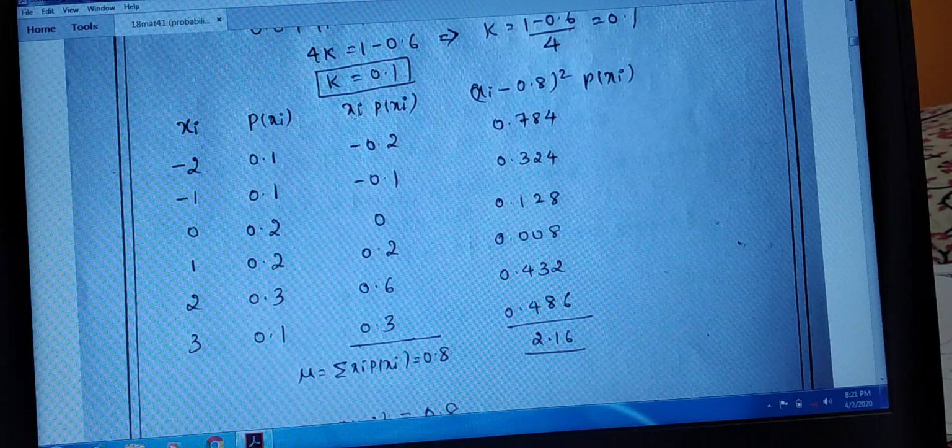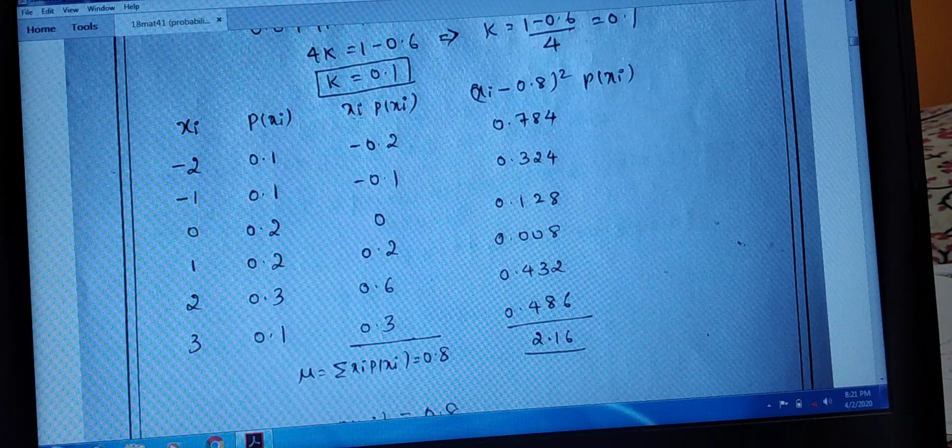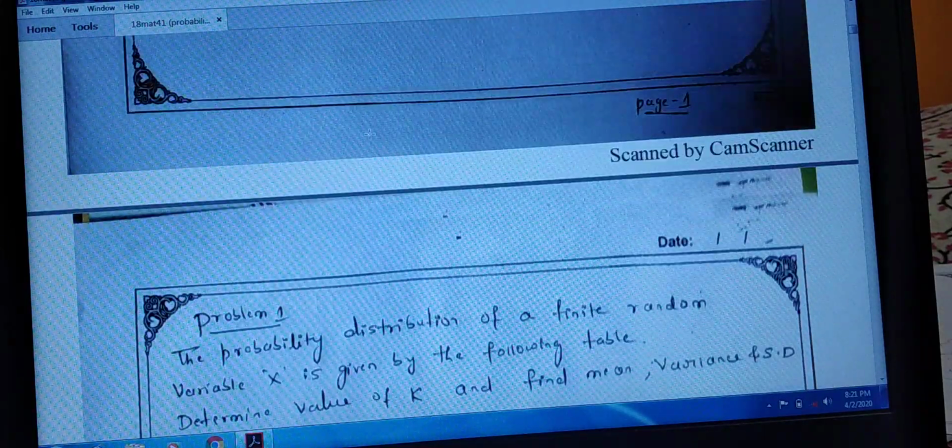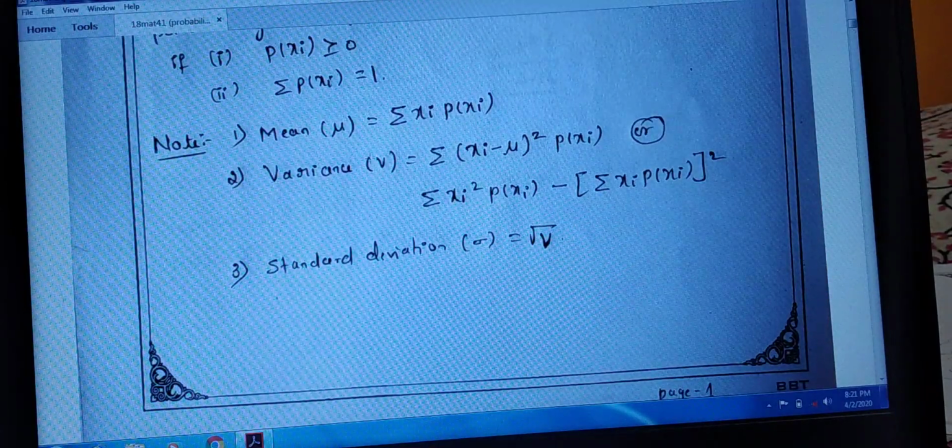Next we have the column of xi into p of xi. This is required because to find the value of the mean, we have this formula. What is the formula we have? We have the formula as summation of xi into p of xi. That is, first multiply your xi and p of xi values and take the sum of this column. You are going to get the mean value.